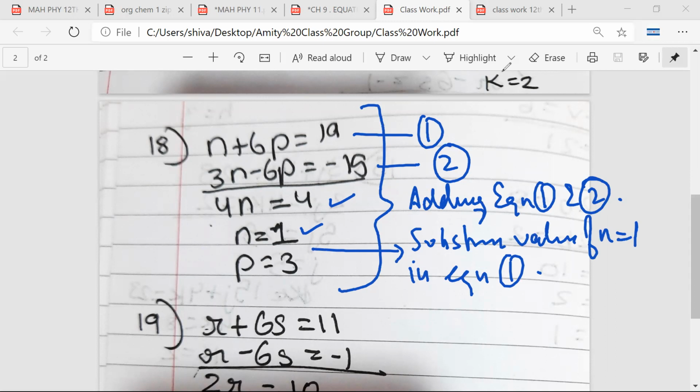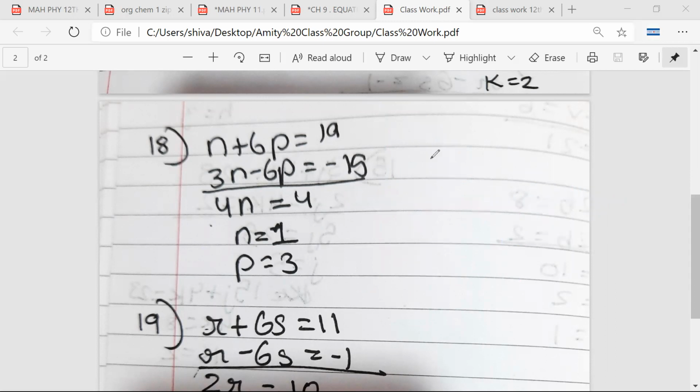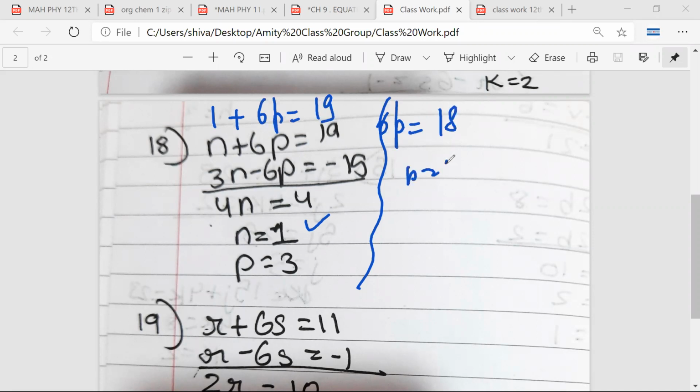Soumya ji, have you understood? Yes, sir. See, in this, she's skipping a lot of steps. So for me, it is okay. N is equal to 1, here 1 came, 1 plus 6p is equal to 19. So 6p will be equal to 18, p will be equal to 3. Now this answer is absolutely okay.